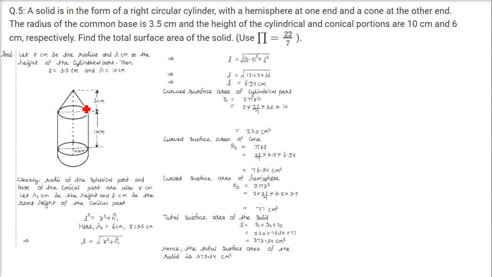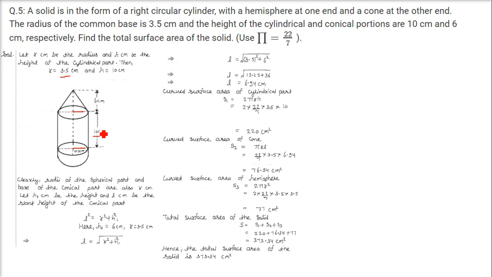A solid is in the form of a right circular cylinder, if you see here, with a hemisphere at one end and a cone at the other end. The radius of the common base is 3.5 meter. This is 3.5, this is 3.5. So the radius for all these three different parts of this object is the same, for every one of the three parts. So r is 3.5, and the heights of the cylinder and the conical portion are 10 and 6.